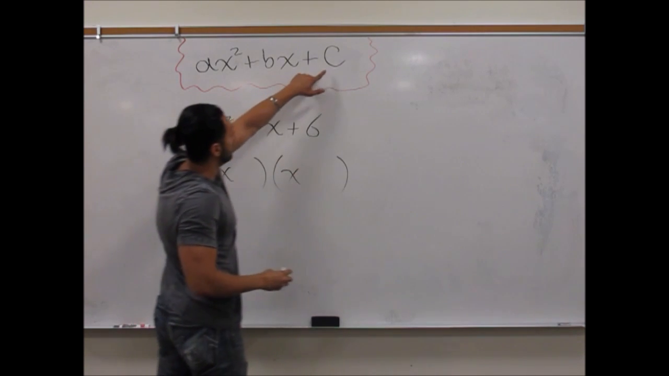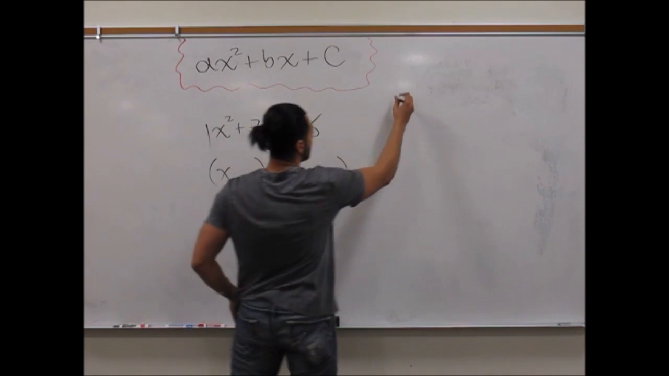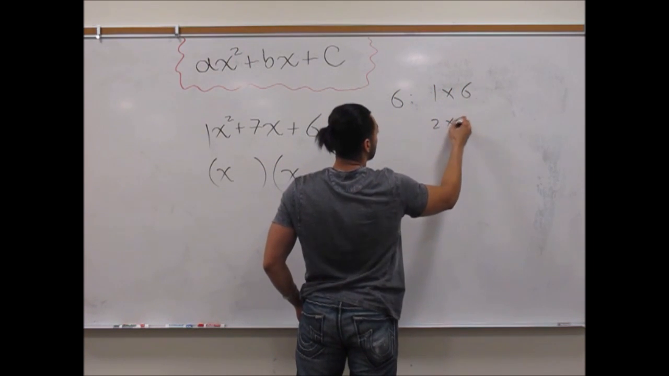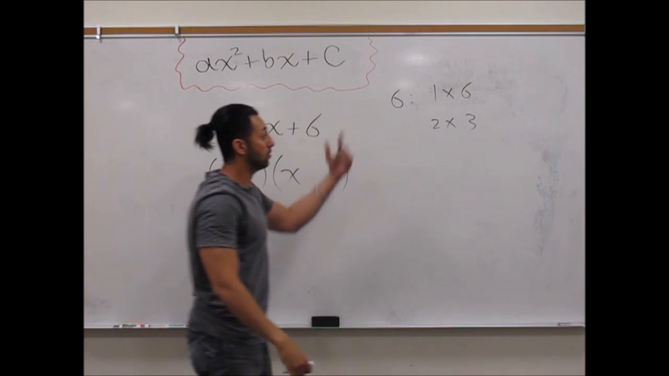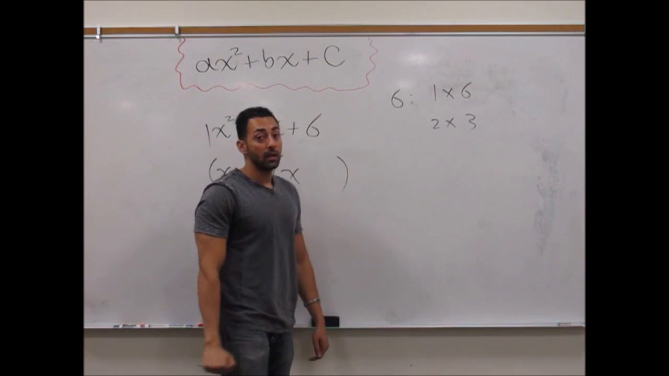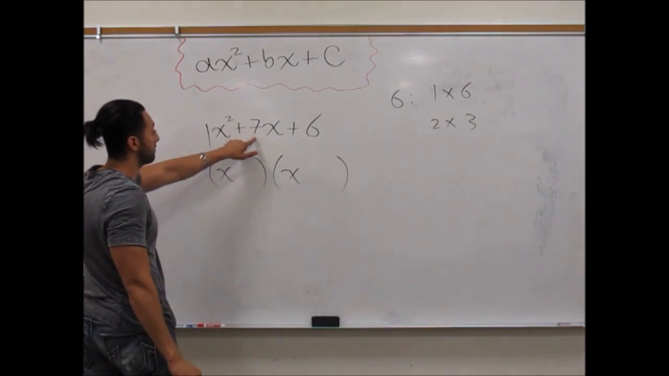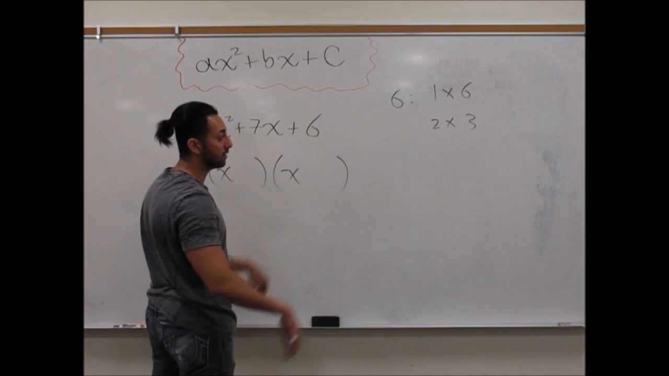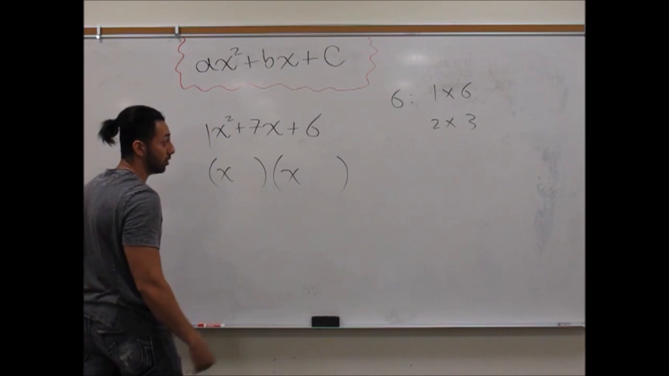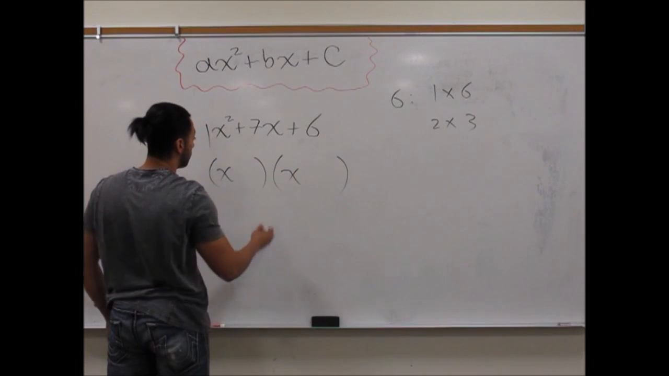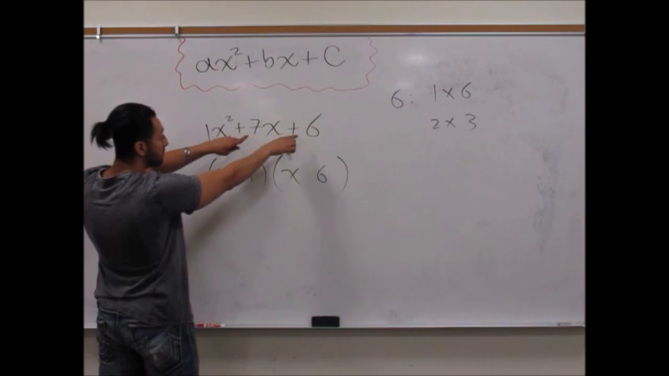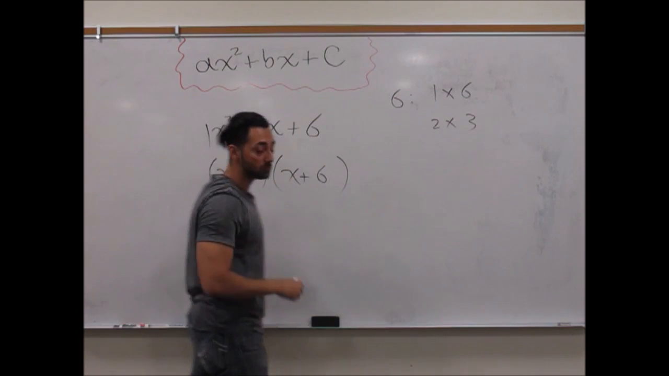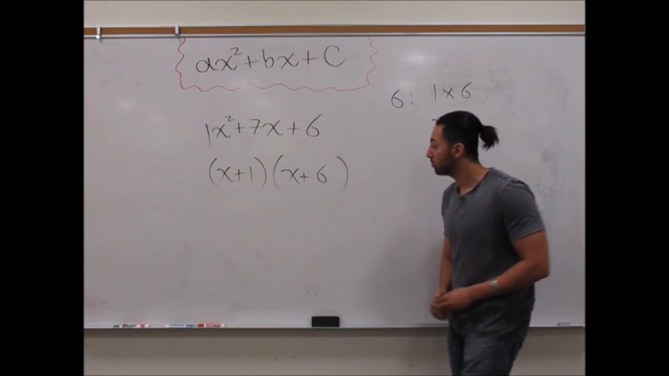x squared, so we'll get an x in each of these. Now jump to C, that's the next important thing, which is 6. But there are 2 different ways I could go about this: 1 and 6, or 2 and 3. And to get a 7 out, 2 and 3 would never give me a 7, adding or subtracting in any kind of way on earth, right? 1 and 6 would. Since everything's positive here, you don't have to worry about it. So that's how it would factor: x plus 1 and x plus 6.